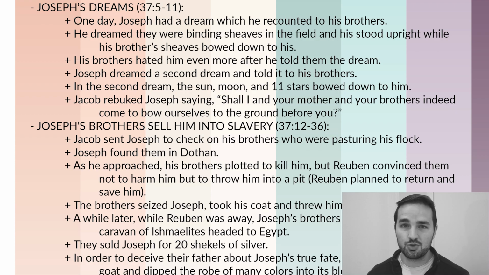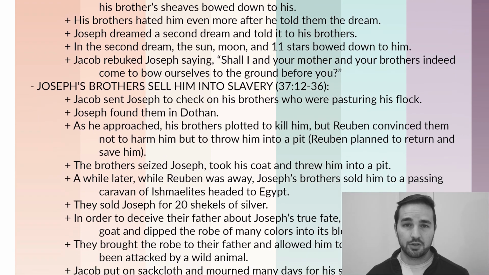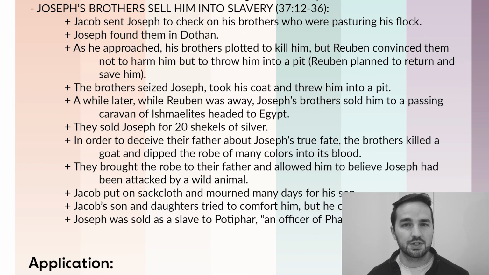And when he told this dream to his father Jacob, Jacob actually rebuked him, saying, "Shall I and your mother and your brothers indeed come to bow ourselves to the ground before you?" But we are told that Jacob kept these dreams in his mind, as if maybe he thought that there really was something to them, and maybe the future would play that out somehow. So then our final and our biggest section is verses 12 through 36. Joseph's brothers sell him into slavery in Egypt.